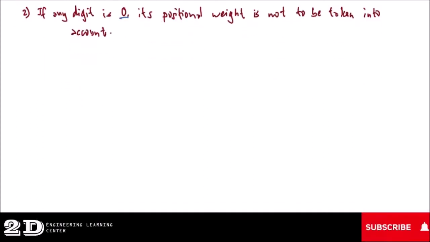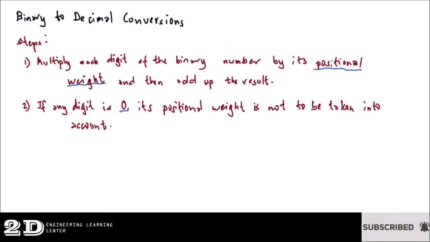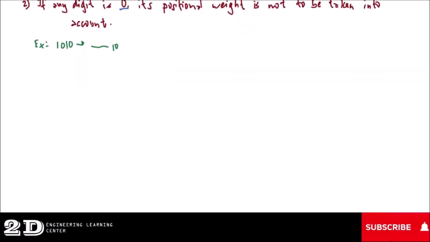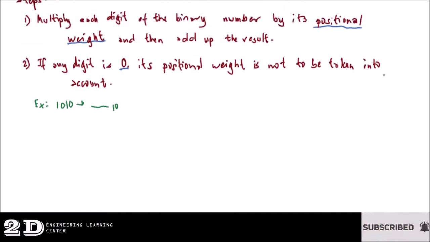So let's try to use these steps in an example. We will be converting the binary number 1010 into its equivalent base 10, or decimal, number. So the first step, let's just review first. The first step is to multiply each digit of the binary number by its positional weight.